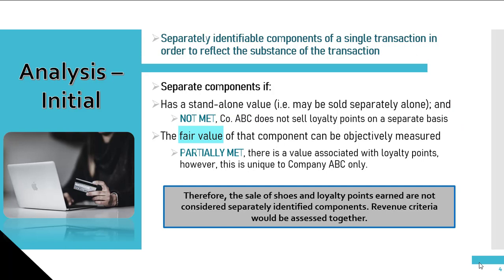The second is the fair value of the component can be objectively measured. While the shoes have a fair market value that can be measured as the price for which the customer pays, the loyalty points are considered to be unique to company ABC. While we can measure them at 10 cents per point, this is not representative of a market value. Because both conditions are not met, the sale of shoes and the loyalty points earned are not considered to be separate identifiable components, and therefore revenue recognition will need to be assessed together.